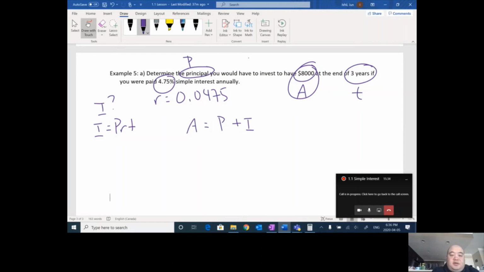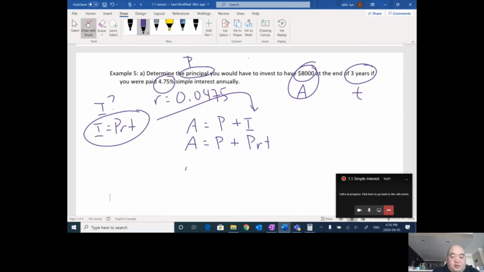Now the P is what we're trying to find, but again we don't know what the interest is. So what we actually have to do is a little bit of a trick here, and we're going to plug in this I equals PRT in here for this I. Okay, so this is PRT. All I did there was, in the accumulated amount, which is principal plus interest, I subbed in PRT for the I. Now we actually have P that shows up twice.